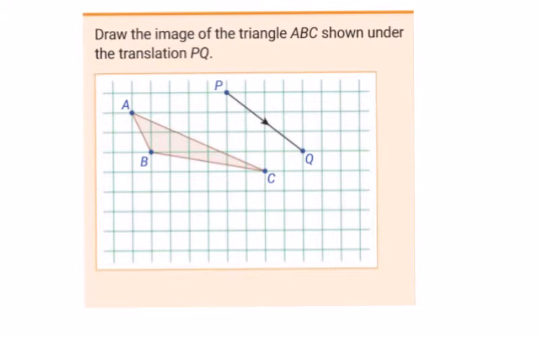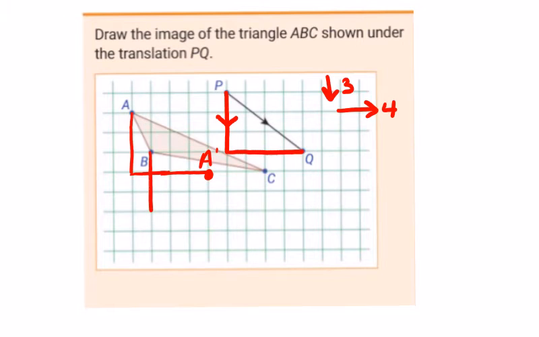Okay, why don't you guys try and do a grid in your copies a bit like this, and then pause the video and try and draw the image of the triangle ABC under the translation PQ. Okay, what's happening between P and Q? We're going down and we're going across. We're going down 3, we're going across 4. So A down 3 across 4 becomes A prime.